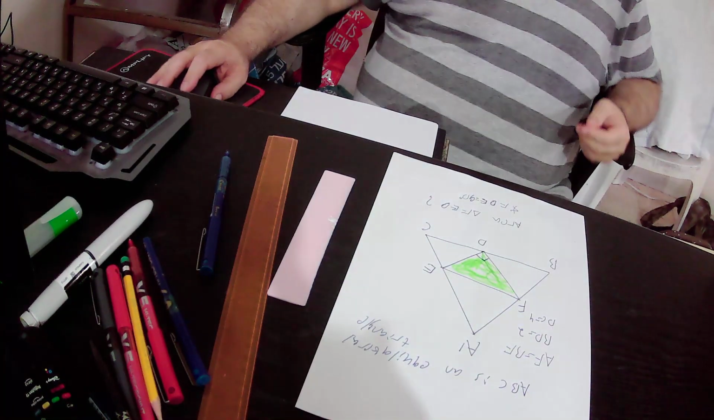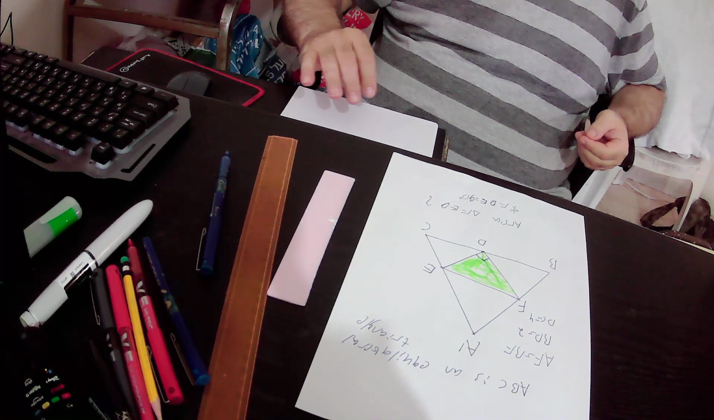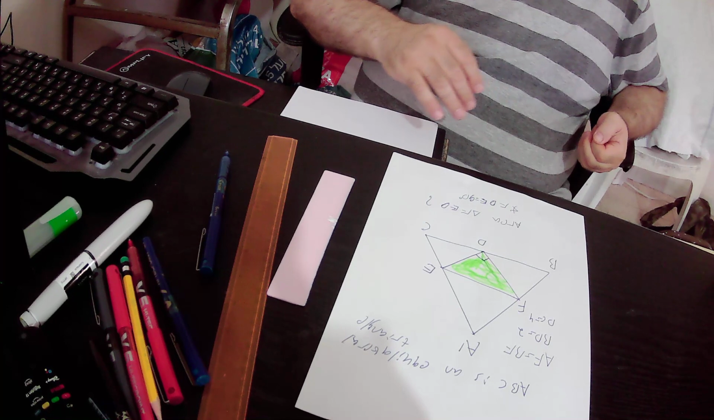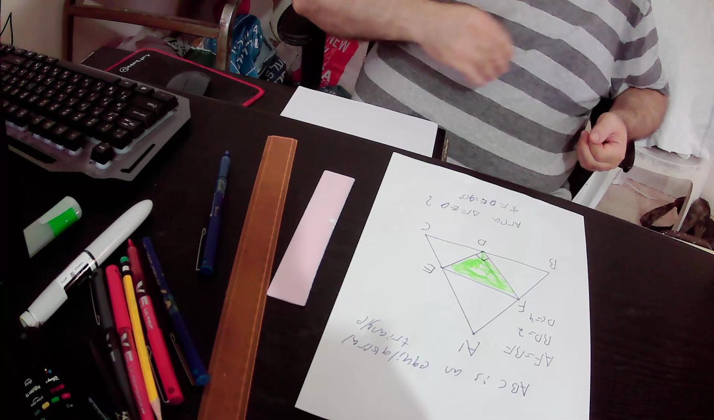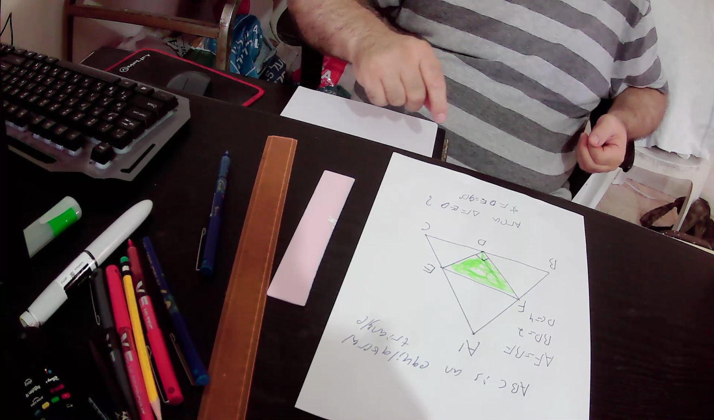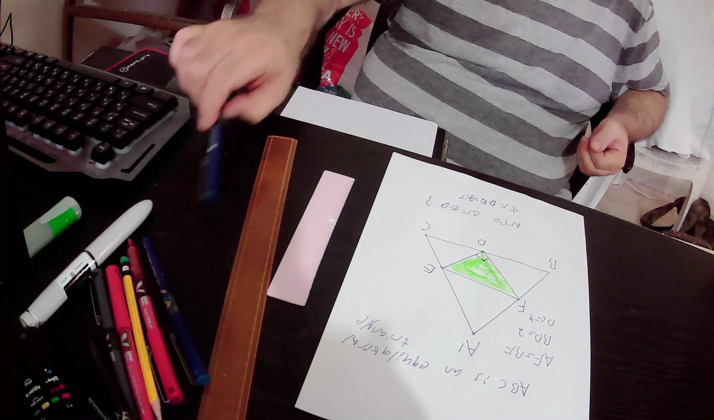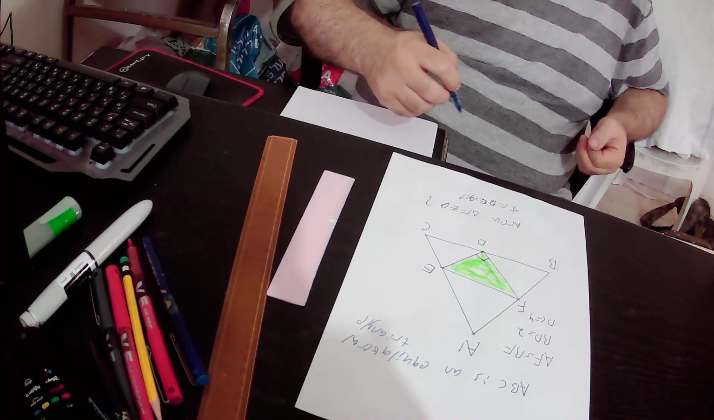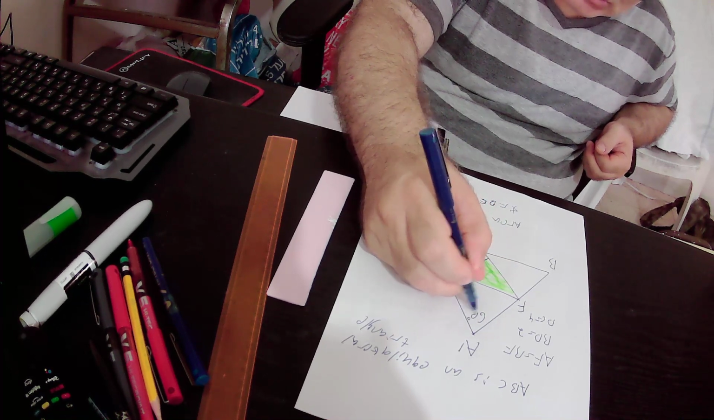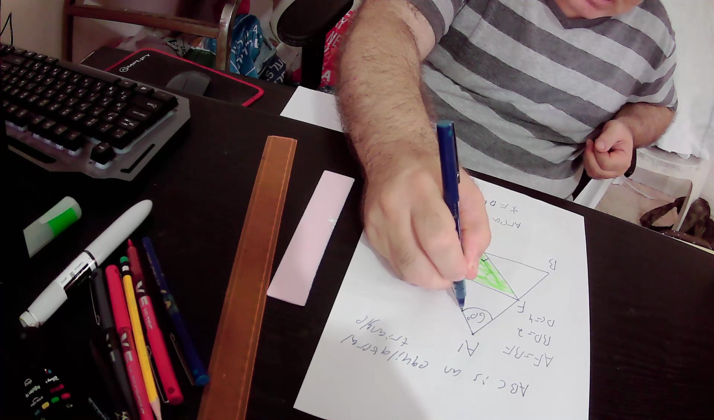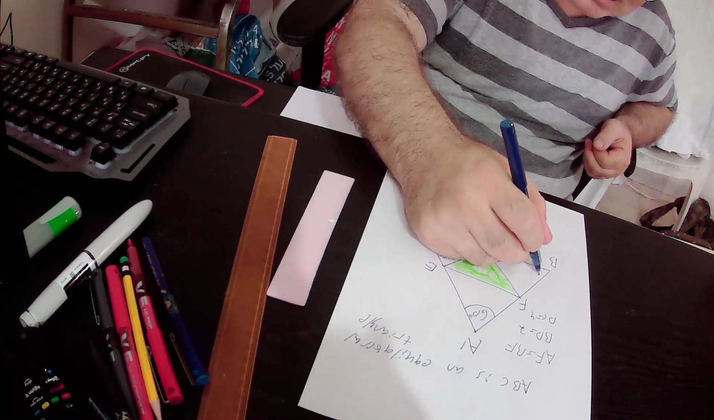Hello, in this lecture we will find the area of the green triangle. In the drawing we have triangle ABC that is an equilateral triangle. That means that in an equilateral triangle, all the angles are equal to each other, all the angles equal 60 degrees, and also all the sides of an equilateral triangle are equal to each other.